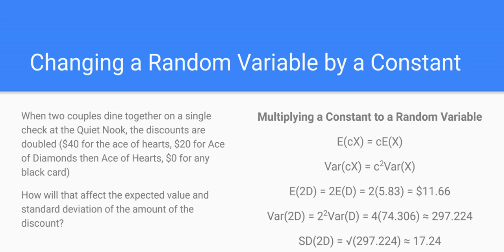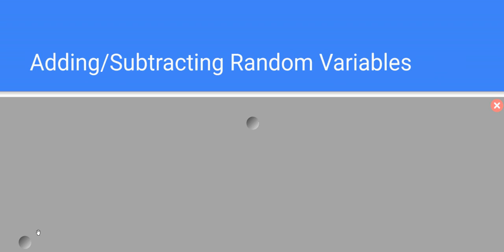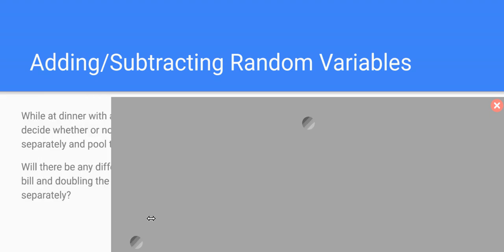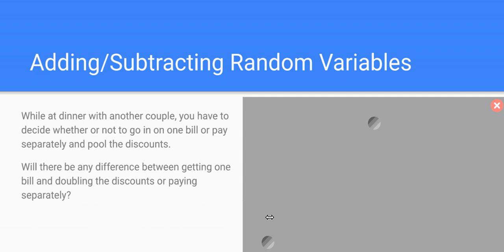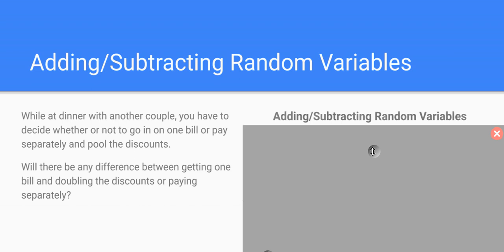And then lastly, maybe two ideas here: what if we said, all right, we're going to get separate checks, but we're going to pool our discount? And say, well, would there be any difference between getting one bill and doubling? Would there be any difference to what they're proposing there, or doubling the discount? So what we're talking about here is really adding or subtracting random variables, and this is where it gets a little different. This is where it gets a little tricky for people.